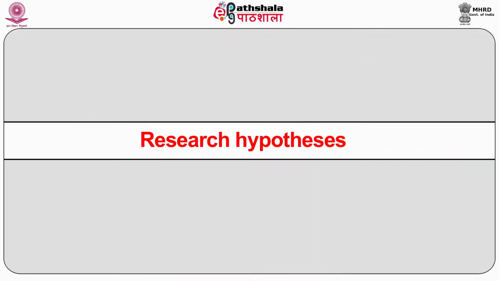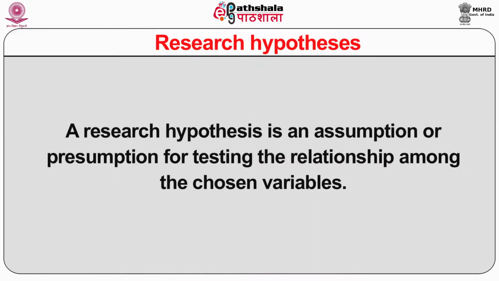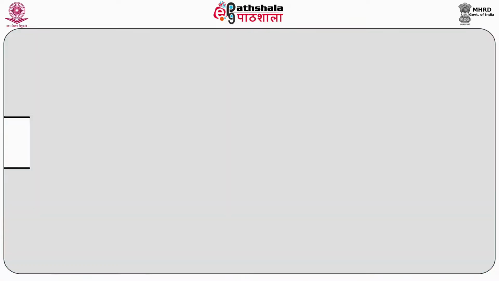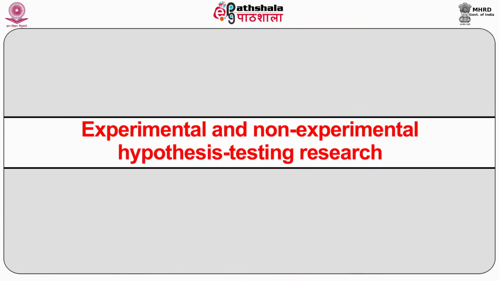The next concept is research hypothesis. A research hypothesis is an assumption or a presumption for testing the relationship among the chosen variables. The research hypotheses are actually some extrapolative statements that try to establish a relation between independent variable and the dependent variable. This presumed relationship is then put to test to check if it holds true or not through some statistical means.